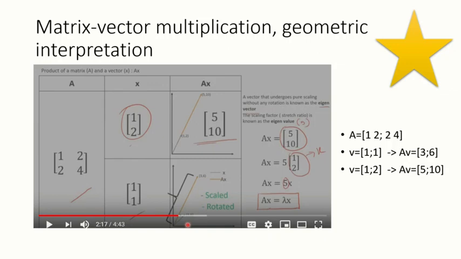So for this particular example, I can write it this way. This is x, okay? Operator A times x will not change the direction, but make it become 5 times longer.